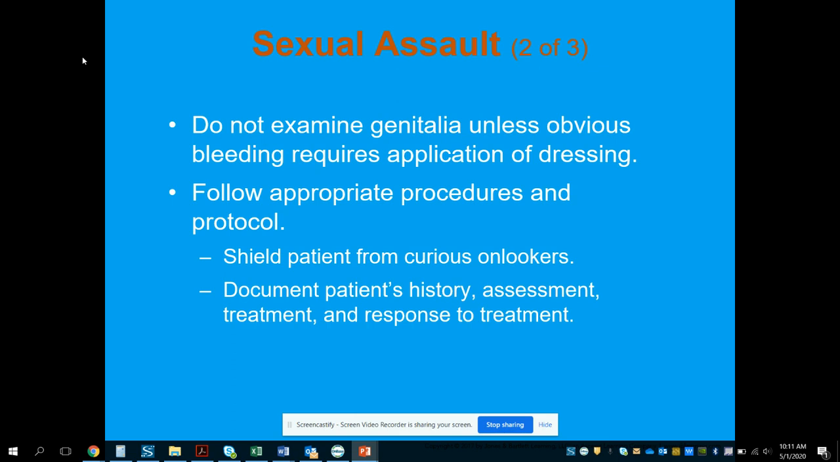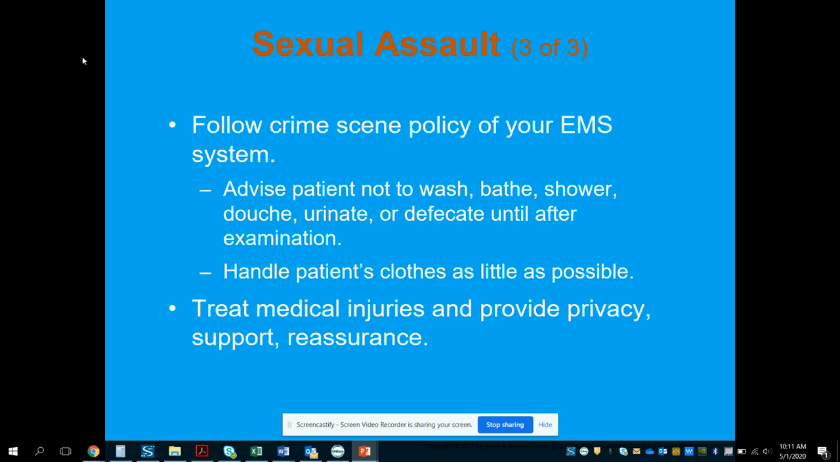Shield the patient from curious onlookers, again, maintaining as much privacy as possible. Then document their history, assessment, treatment, and response to that treatment. Follow your crime scene policy, again, advising them not to wash, bathe, shower, douche, urinate, or defecate until after examination. We want to keep their clothing intact, handling it as little as possible. But if they have already taken it off, transport it in a paper bag, not plastic, to help preserve evidence.